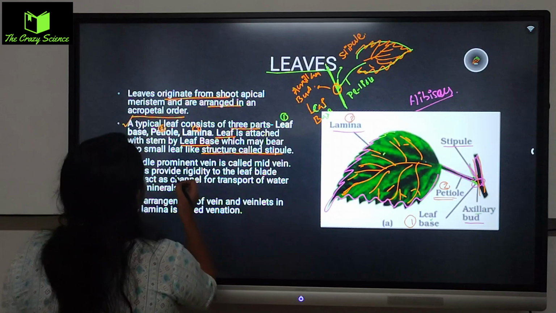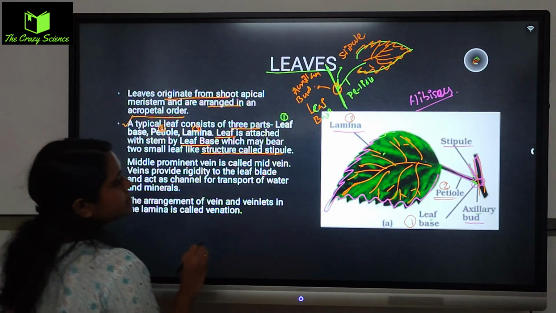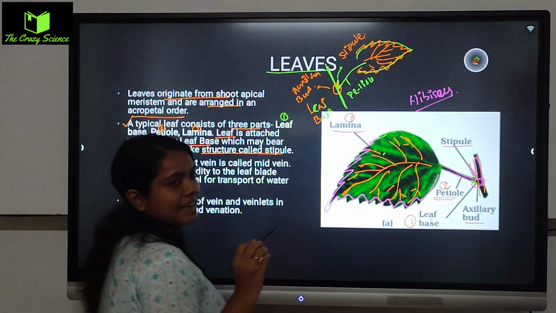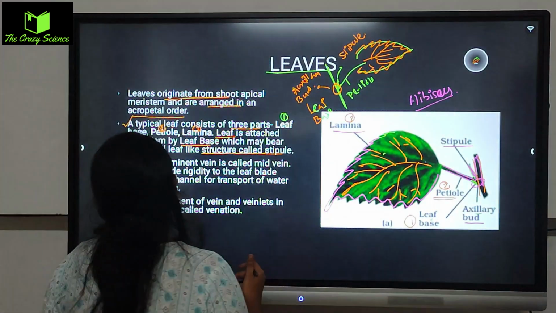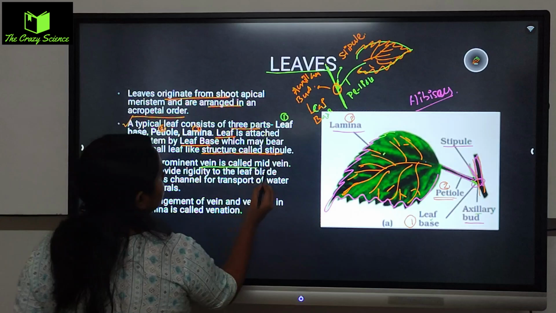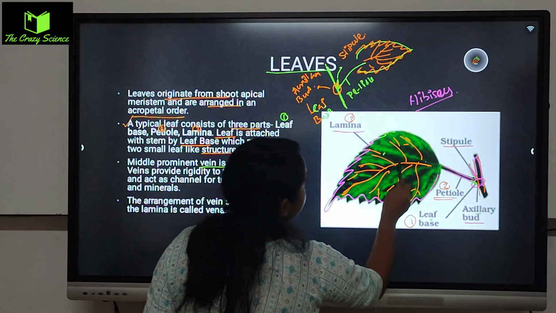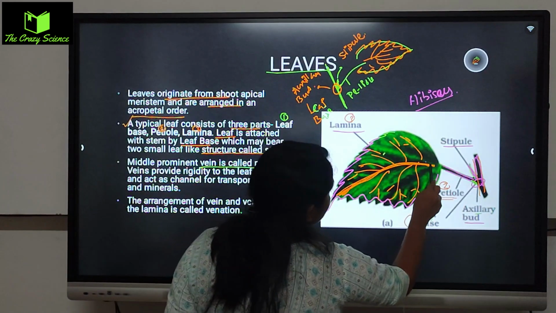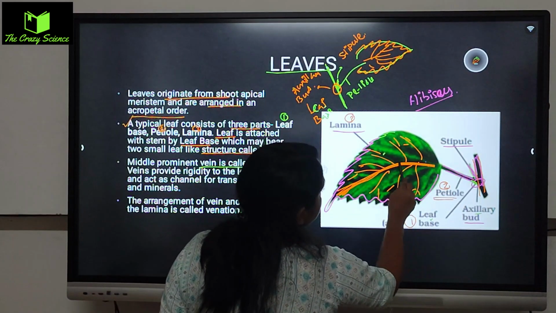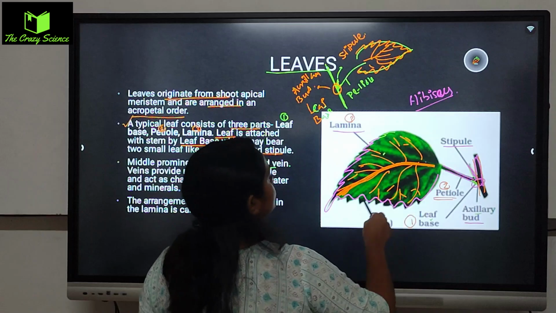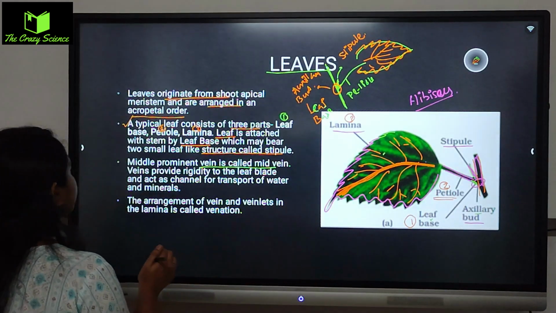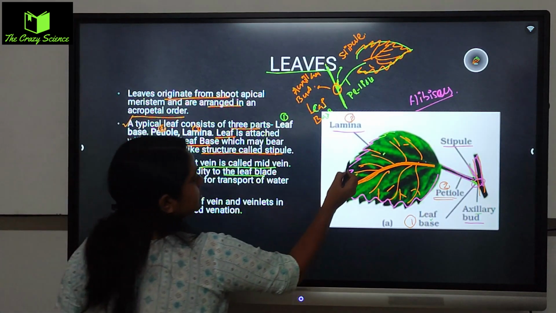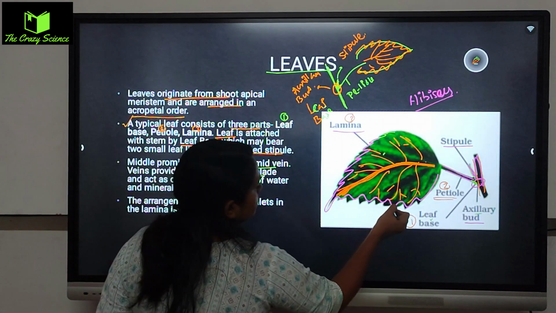The leaf base may bear small leaf-like structures called the stipules. This is a leaf-like structure. It's a leaf-like structure but not a leaf, it just looks like one. The middle prominent vein is called the mid vein. This is the mid vein. অনেকটা strong, একটা শক্ত অনেকটা মোটা থাকে এটা, আর rest of the parallel, আর বাকি veins গুলো they are just tiny in structure, with veins that provide rigidity to the leaf blade. Leaf blades means these are the leaf blades.